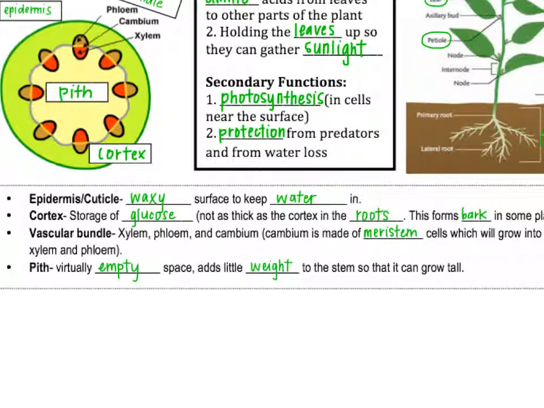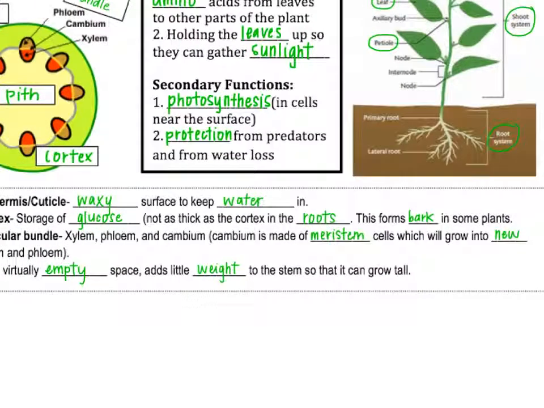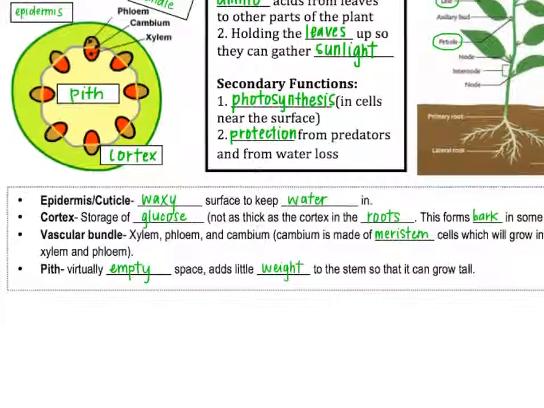The cortex is still for storage, but it's not going to store as much as the roots do. And sometimes in plants that have bark, that's the cortex that forms the bark. The vascular bundle includes xylem for moving water, phloem for moving the glucose, and cambium. And cambium is a type of cell that's used for growth.